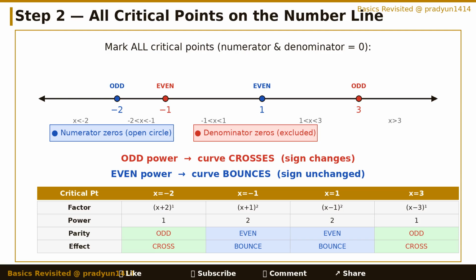Now let us place all four critical points on the number line together. At x equals negative 2, odd power, the curve crosses. At x equals negative 1, even power, it bounces. At x equals 1, even power, it bounces. At x equals 3, odd power, it crosses. This is our complete sign chart foundation.